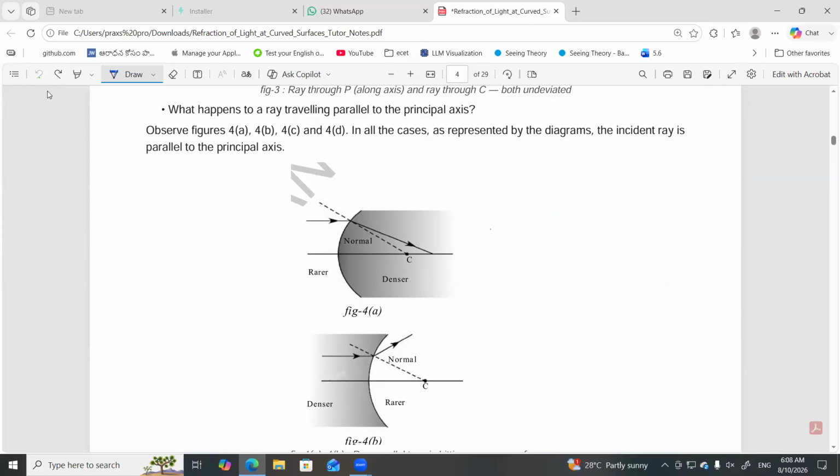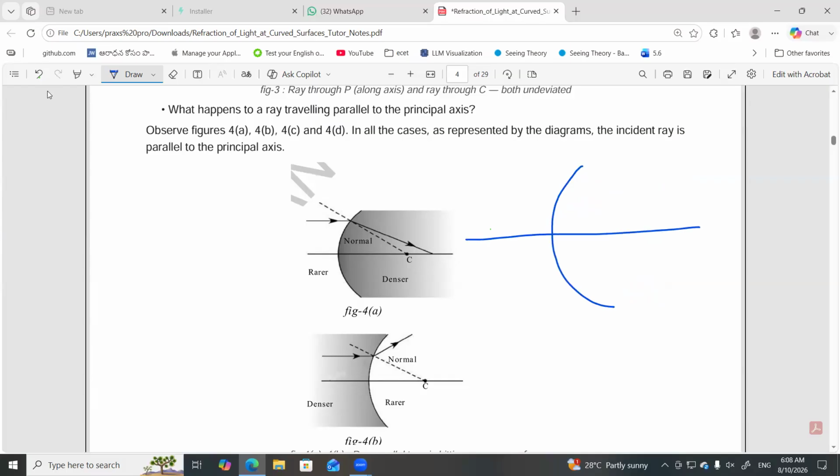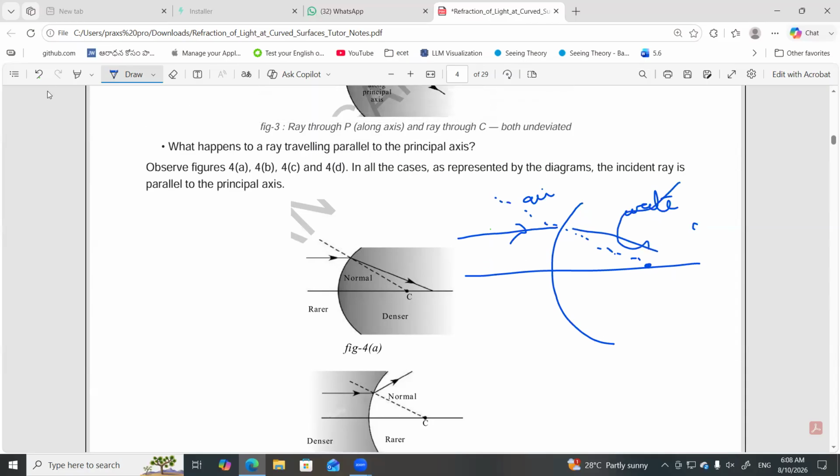See here, curved surface, and this is air, this is water, and center of curvature. Light ray is passing parallel to the principal axis, and I have drawn the normal. How did I draw the normal? Just by joining the point and the center of curvature. Now it bends towards the normal here. Now this reverse thing happens in the second picture. So please practice these two diagrams later.